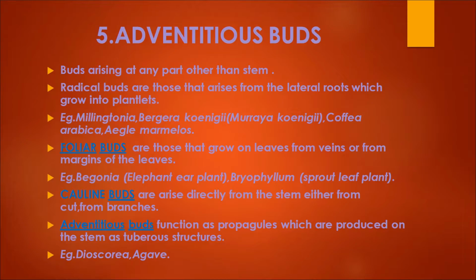Foliar buds. Here the buds will grow on the leaves from the veins or from the margin of the leaves. Example Bryophyllum and Begonia. Cauline buds arise from the stem, either from the cut end or from the branches. Adventitious buds function as propagules. They help in the propagation of the plant. Example Dioscorea and Agave.